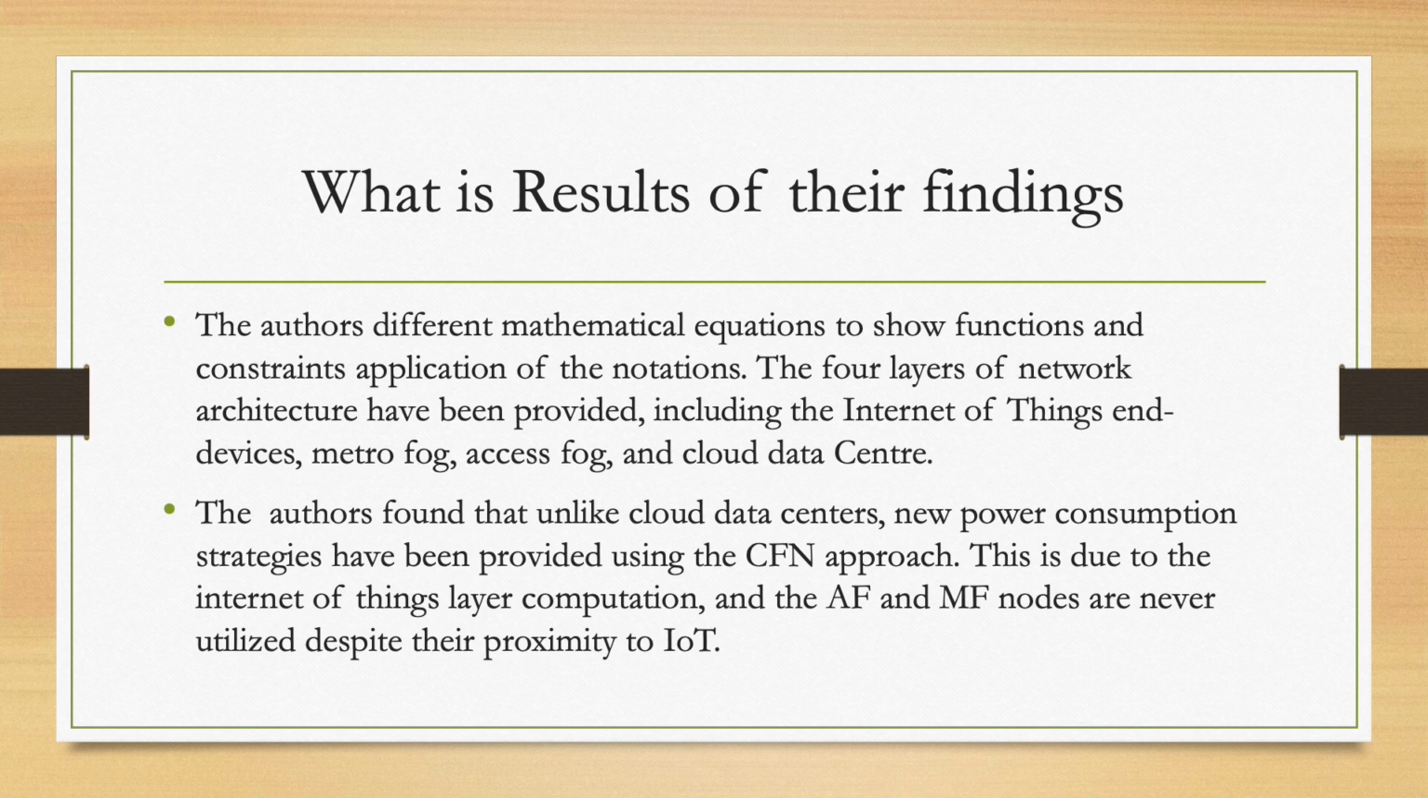And then the author found the cloud data centers and the new power consumption strategies, as we have seen previously in the pictures, four different types, the network and processing types for every category. This is due to the IoT, Internet of Things, layer computation, and access fog and metro fog nodes are never utilized despite their proximity to the Internet of Things.